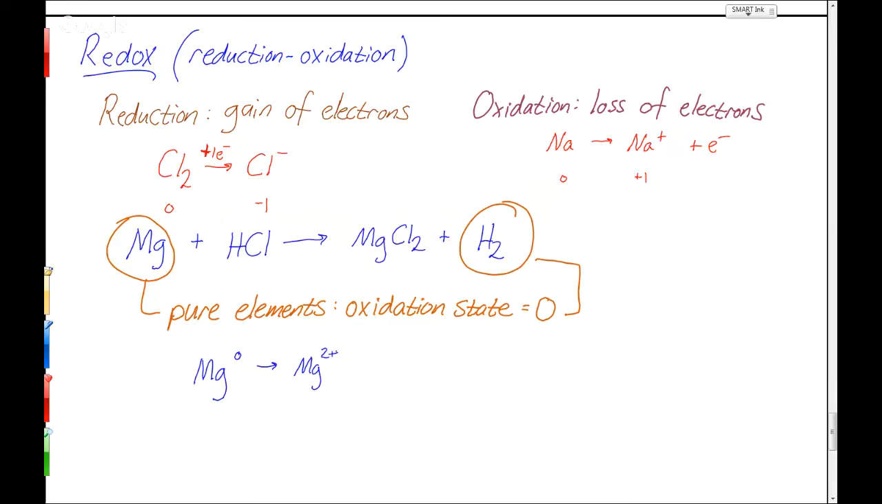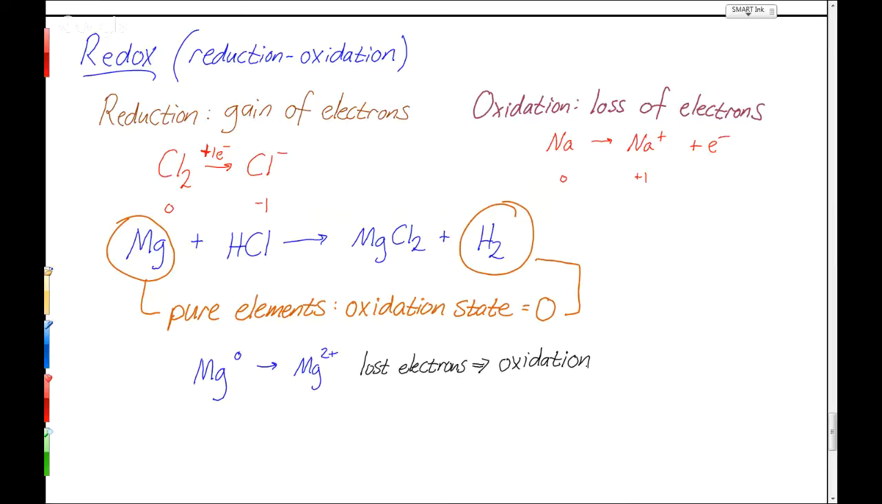So what does that mean has happened here? Is that an example of reduction or oxidation? Has magnesium lost electrons or gained electrons? Lost electrons, because it went from 0 to positive. So it's lost electrons. And that means that that is oxidation.